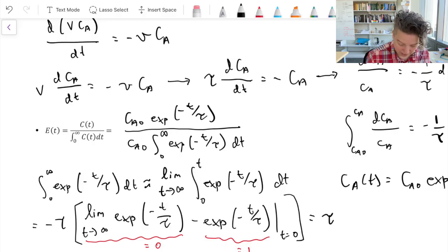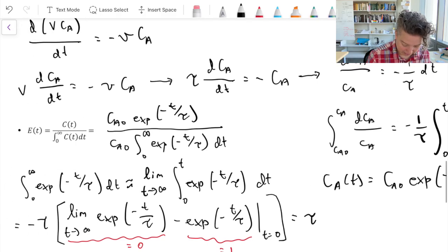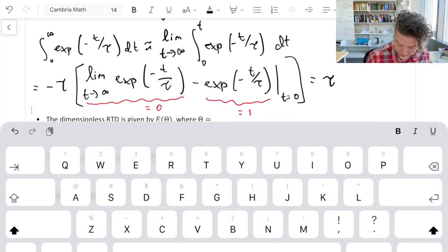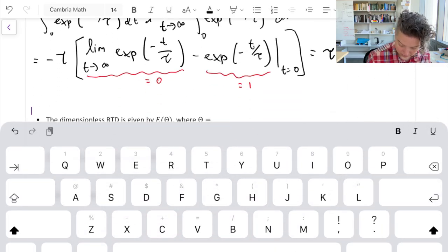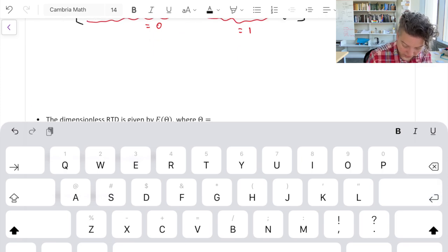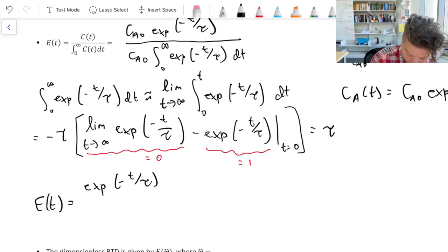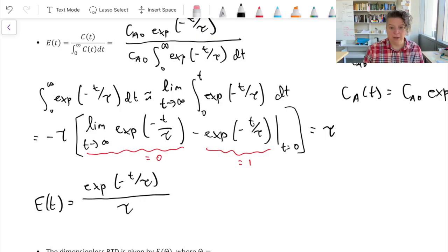So that means that, and maybe I can give myself a little bit more room here. Okay, so what that tells us is that for an ideal CSTR, E of t is going to be equal to the exponential of negative t over tau divided by tau. That's my residence time distribution for an ideal CSTR.